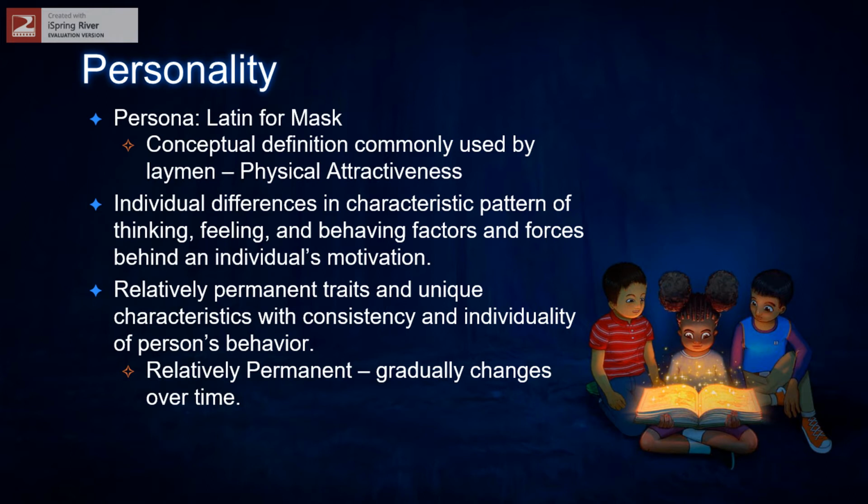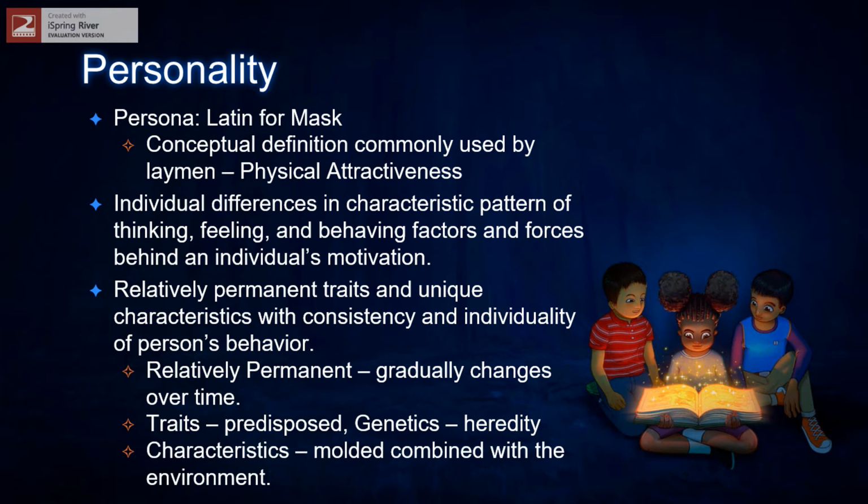Like our personality, it gradually changes over time. Personality also has traits which are predisposed. Predisposed means that it is something liable or inclined to a specific attitude, action, or condition. And it is also genetic, meaning that we inherit it from nature or from our parents. Whereas heredity is the definition of the things that we inherit from our parents. And then it also has characteristics which can be molded combined with the environment.